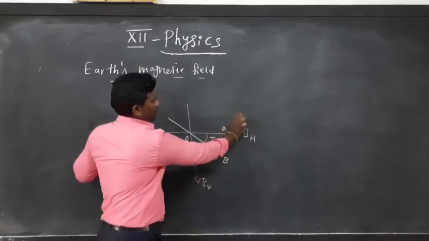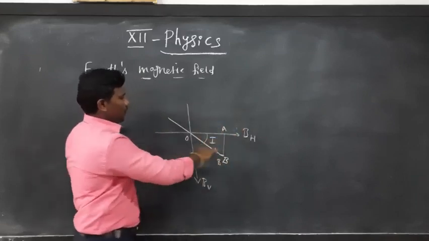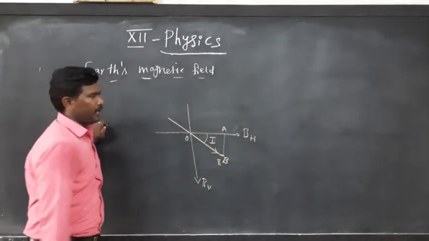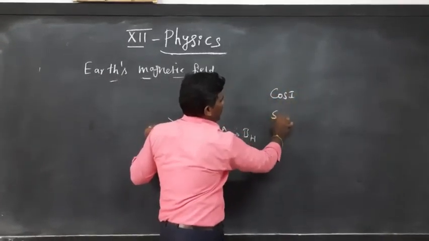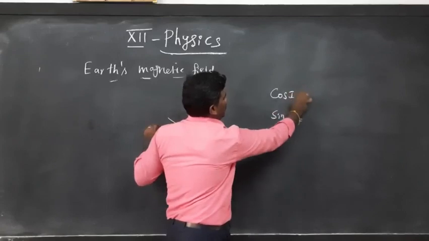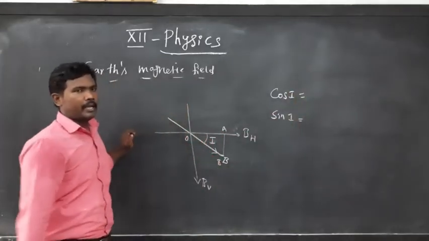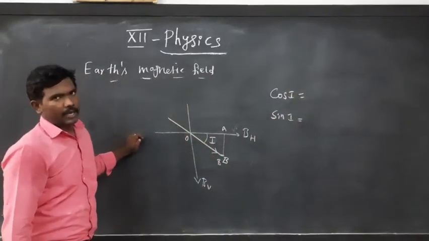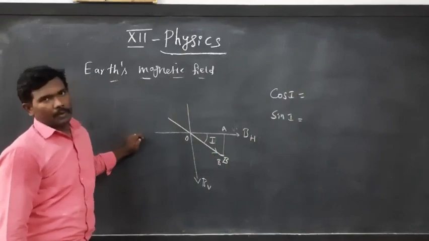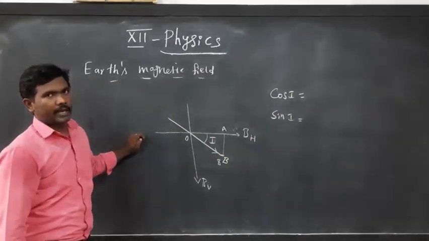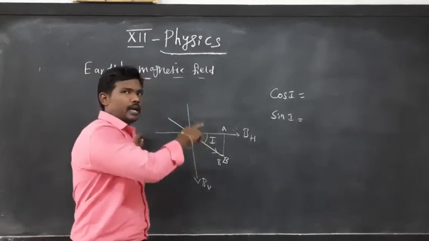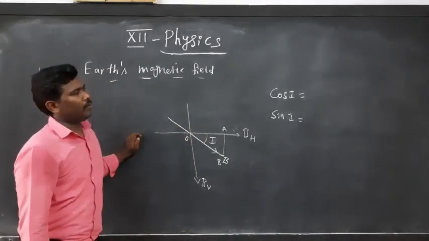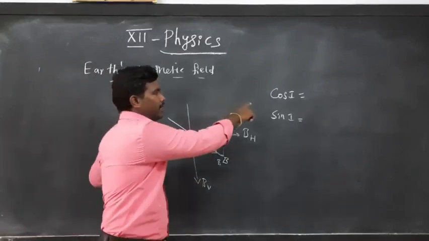This point is A. This point is B. So using the triangle OAB, we are going to calculate cos I and sin I, the two factors. What is the value of cos I? We know the formula for cos I and for sin I. By using the trigonometric relation of sin theta and cos theta, we are going to apply the formula in this case, for cos I and sin I.